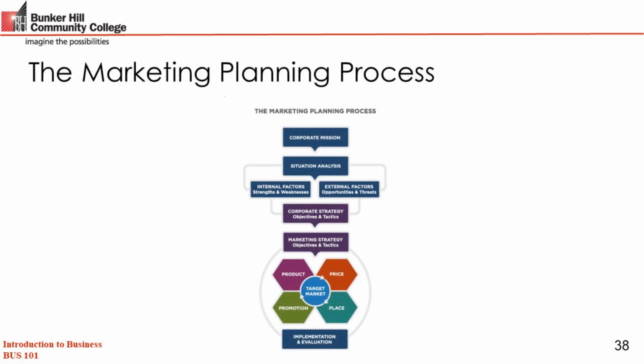Last slide here is just a little image talking about the planning process. You come up with a corporate mission. You look at where we are, the external factors, the internal factors, come up with a corporate strategy, and then your marketing team takes all of that from the higher level managers and they go through the whole research and production of the marketing strategy using the 4 Ps. Then they implement that strategy, and then they go back and evaluate it to find out how well it's going.